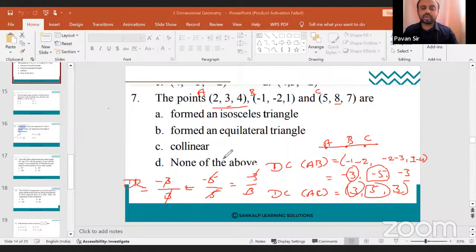Cancelled, cancelled, cancelled. So therefore the direction ratios are in proportion, AB and AC are in proportion. In the sense, obviously AB is equal to AC. So we can say that the points A, B, C are collinear. Why? Because they are lying on the same line. Option C is the correct answer.